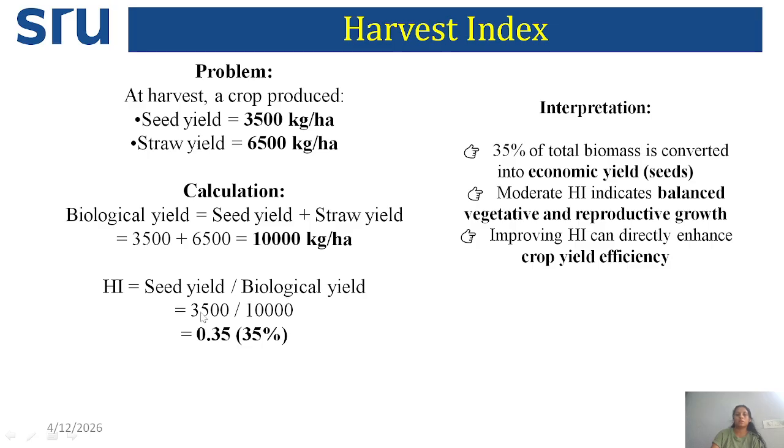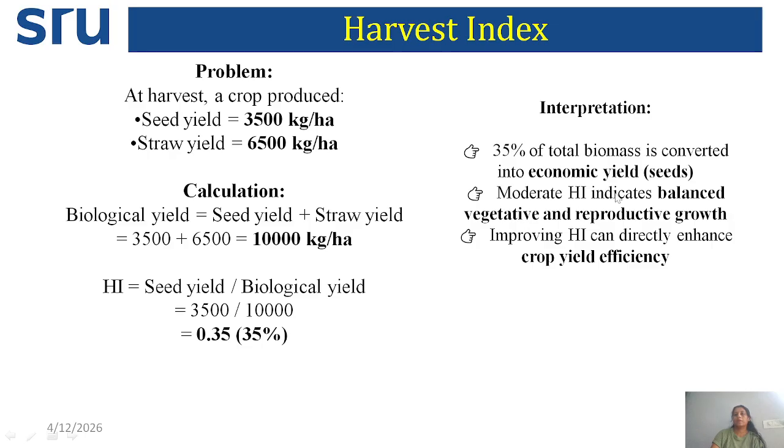biological yield. What does this mean? In this much yield, how much seed is there? How much is the economic part? How efficiently is vegetative growth converted into reproductive growth? So you will get 35%. 35% of the overall yield is the seed yield. Meaning, 35% of total biomass is converted into economic yield. Like that you need to interpret this harvest index value.